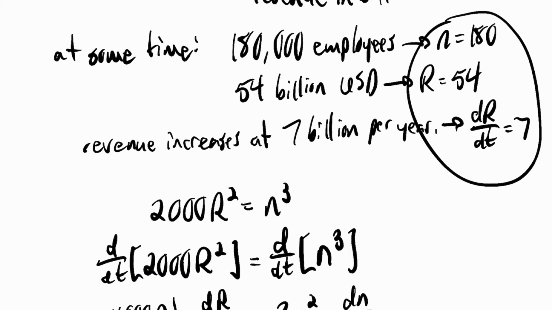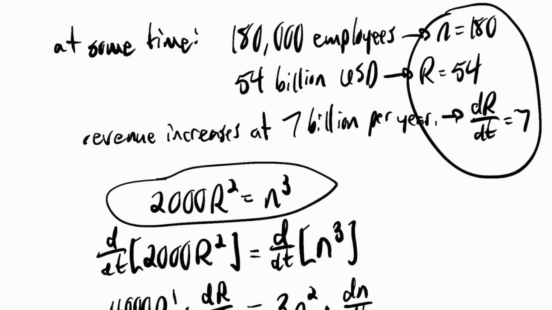If I had plugged in 180 and 54 at the beginning, I wouldn't get a result this way. I don't know what n cubed is, but I would have some number equals some other number. The two sides would be equal, and I wouldn't really be able to do calculus with that. I have to plug in my numbers after I apply the derivative.